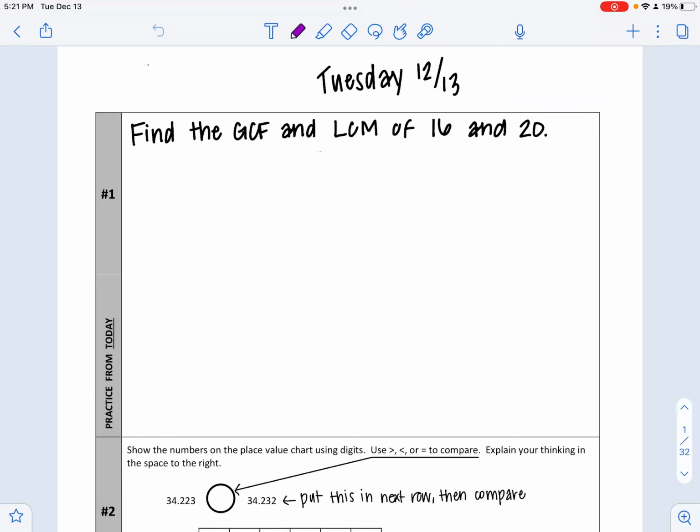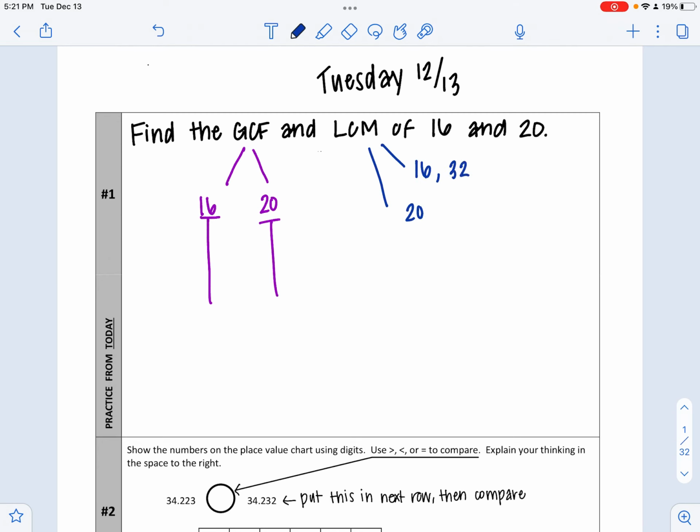Your first question is a simple GCF and LCM problem. Remember that GCF stands for greatest common factor, so you'll be looking for the factors of 16 and 20. And LCM stands for least common multiple, so you'll be looking for the multiples of 16 and 20.